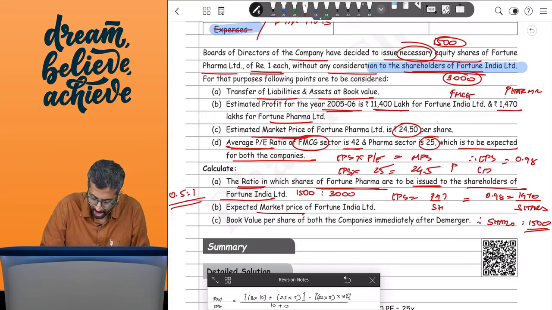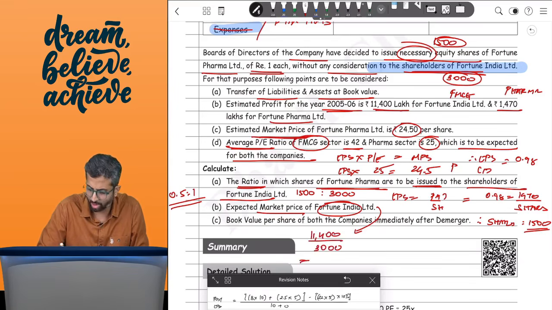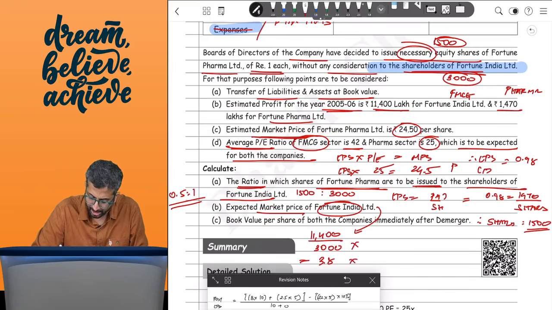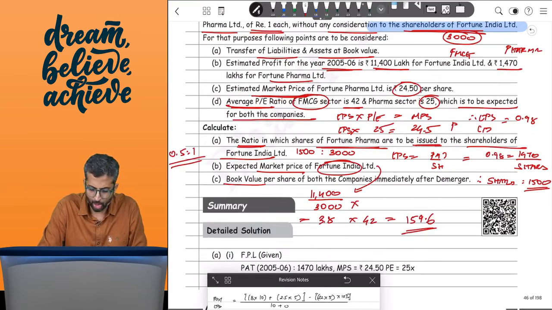Second, the expected market price of Fortune India. Expected market price is the market price of the FMCG division. FMCG division has 11,400 lakhs, divided by 3,000 shares, and hence 11,400 divided by 3,000 comes to 3.8 being the EPS. Into the PE ratio being 42 for FMCG, and hence the expected price is around 159.6. Nothing new over here.